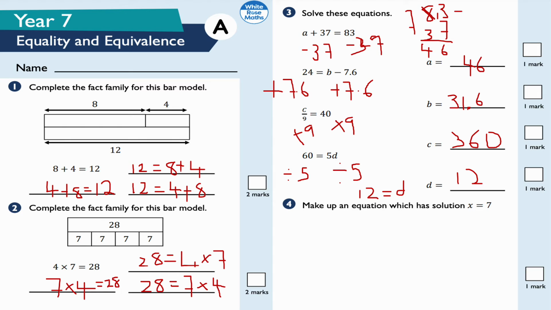Next question, question number 4. Make up an equation which has solution x equals 7. Well, if I say x minus 7 is equal to 0, if I solve this equation, I'll get the value x equals 7, because 7 take away 7 is equal to 0, which is correct.